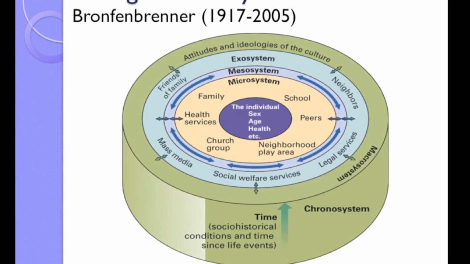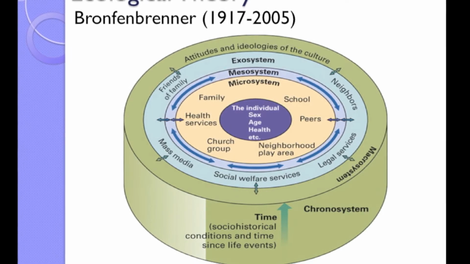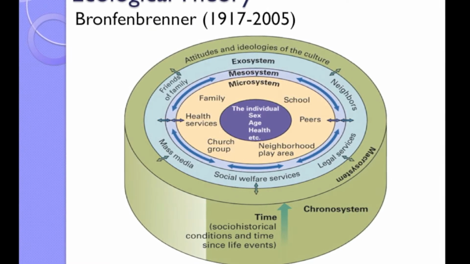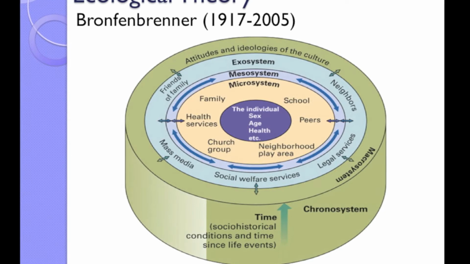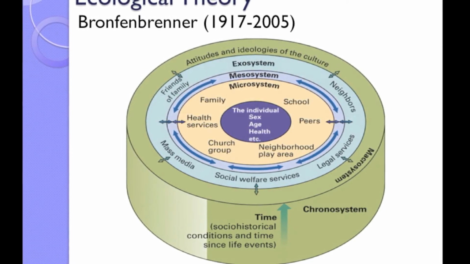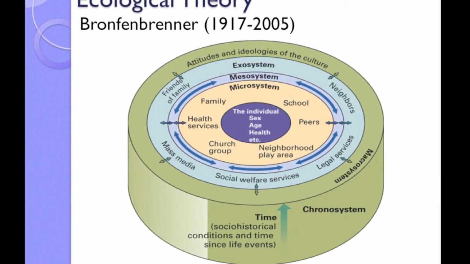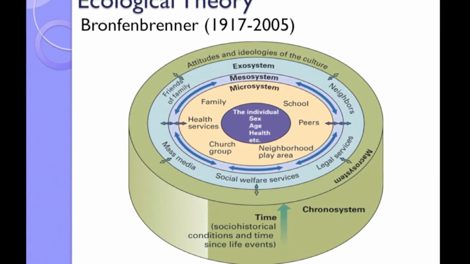Bronfenbrenner's ecological theory holds that development reflects the influence of 5 environmental systems: microsystem, mesosystem, exosystem, macrosystem, and chronosystem. The microsystem is the setting in which adolescents' lives take place. It is in this system that the most direct social interactions take place. The mesosystem involves relations between microsystems.